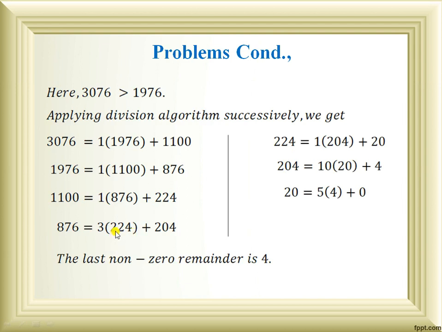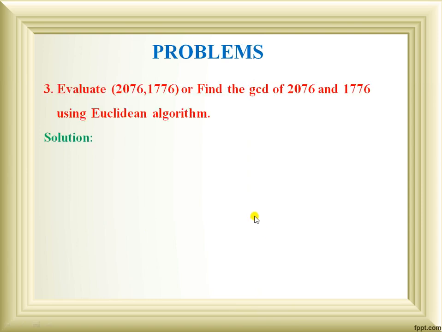here 224 becomes the dividend, 204 is the divisor. In this case I will get the remainder 20. 204 is the dividend, this 20 is the divisor. I will get the remainder 4. Again 20 is the dividend and this 4 is the divisor. In this case I will get the remainder as 0. So the last non-zero remainder is 4. So this is the GCD of the given two numbers.